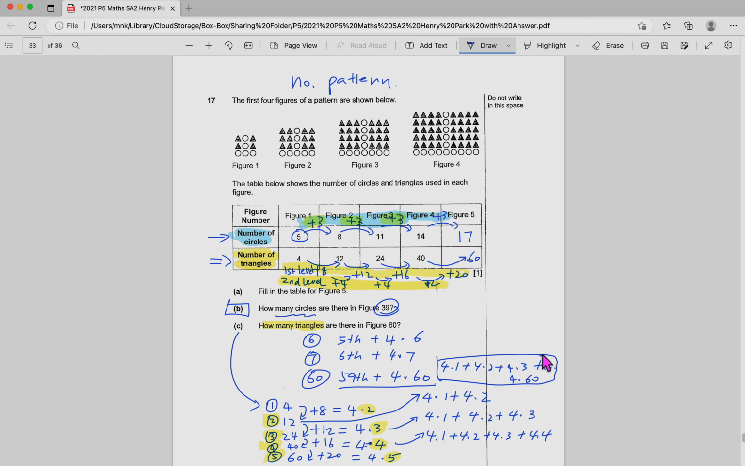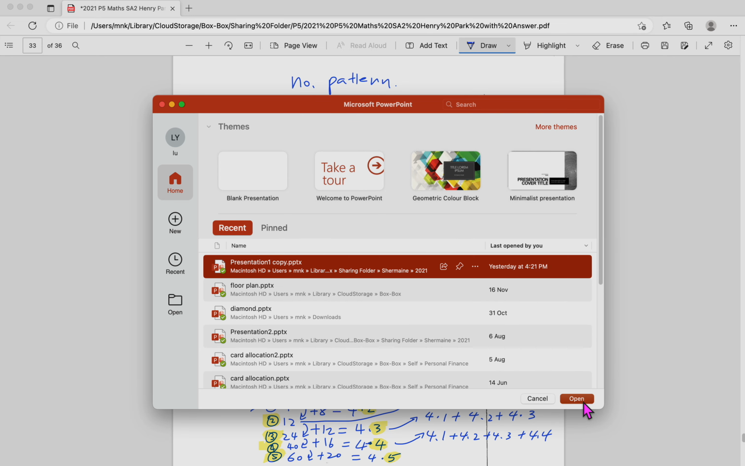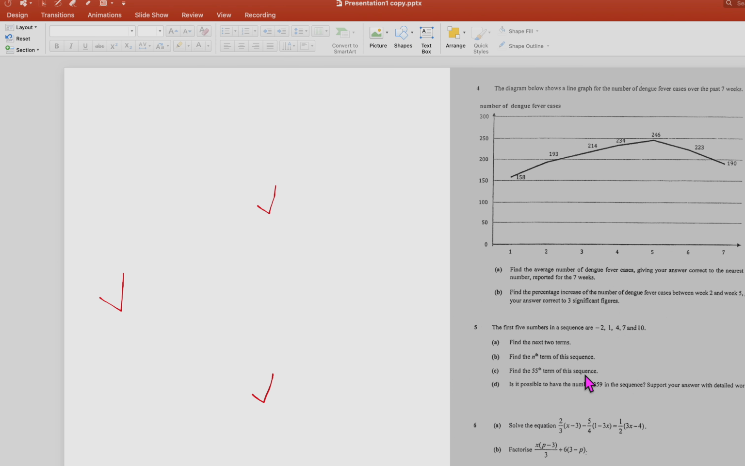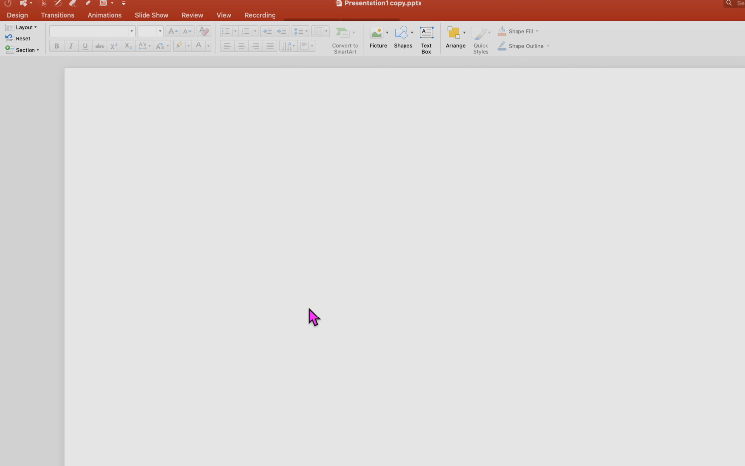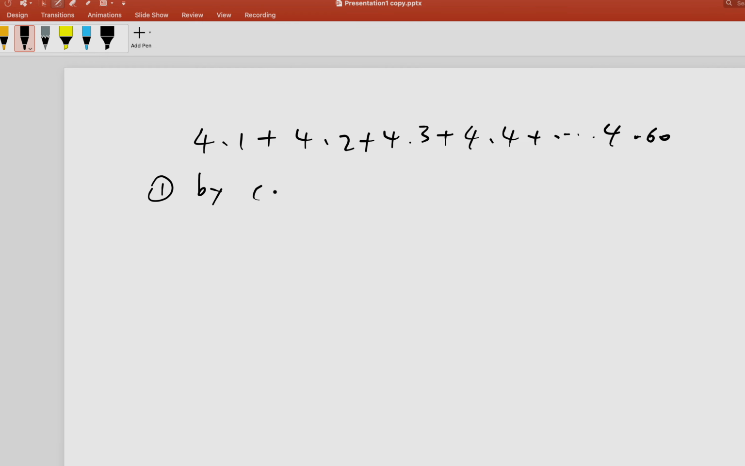So how do you do this question if you don't want to use your calculator? Is this paper P6 or P5? Okay, this is P5, but never mind. This question seems a bit like P6. You're going to do until 4 times 60. The first way to do it is by calculator, but you're going to waste your time.